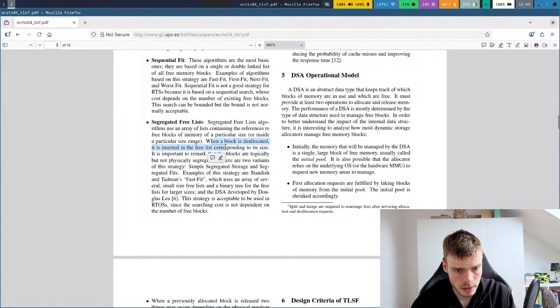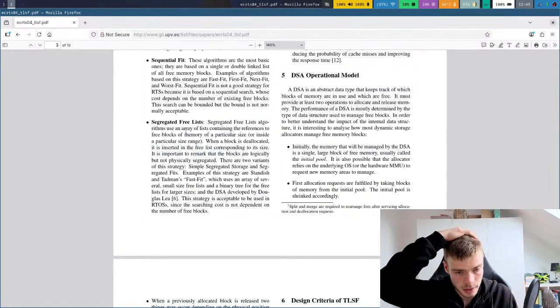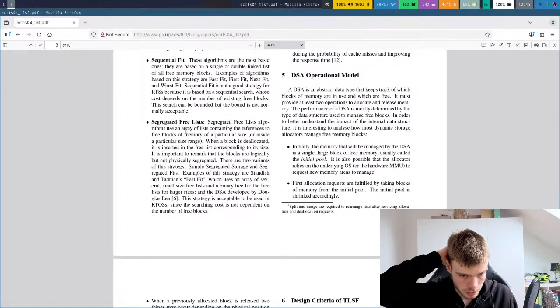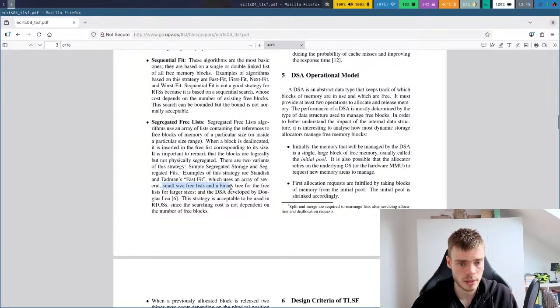When a block is deallocated, it is inserted in the free list corresponding to its size. It is important to remark that the blocks are logically but not physically segregated. There are two variants of the strategy, which uses an array of several small size free lists and a binary tree for the free lists for larger sizes, and the DSA developed by Douglas Lea. This strategy is acceptable for RTOSs since the searching cost is not dependent on the number of blocks.